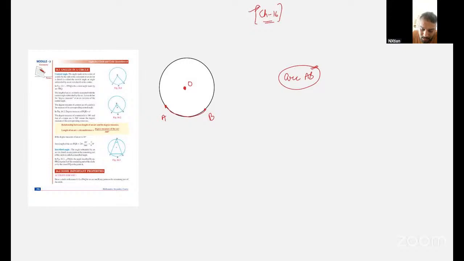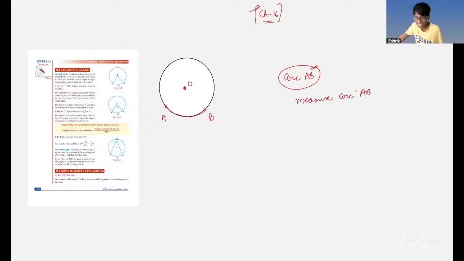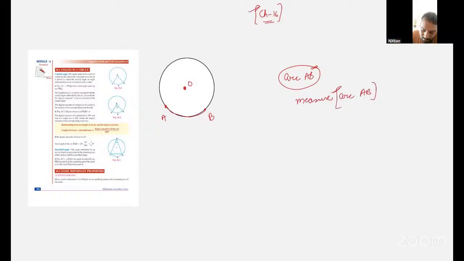Now, if you want to measure arc AB, how will you do it? There's a formula for that: theta upon 360 into pi r square. Yeah, there's a formula for that. For example, if I join this, and if I join this, I get the center angle.